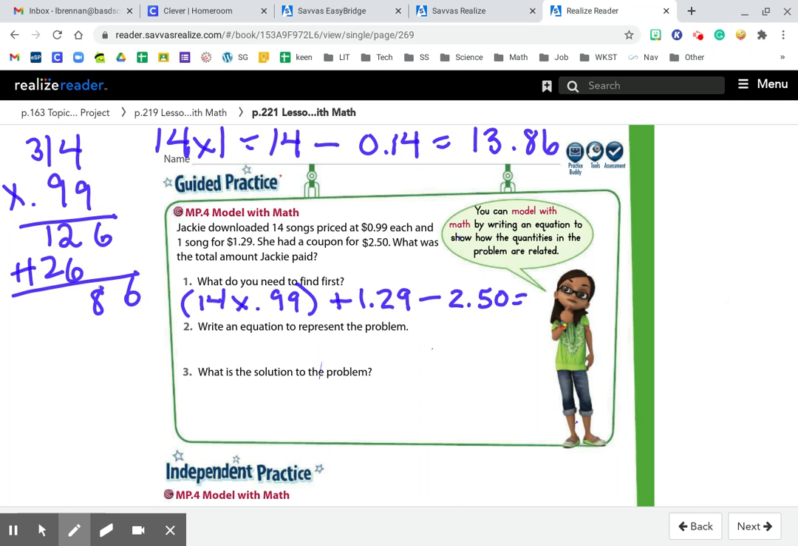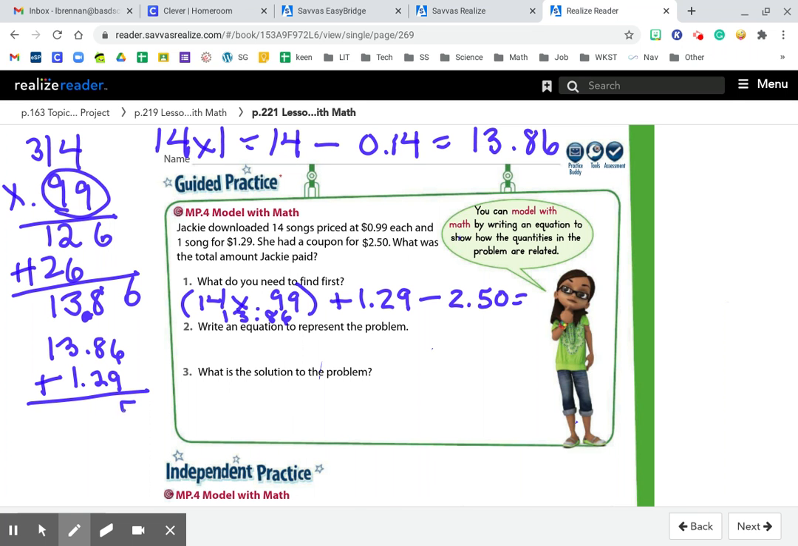And when we get our value, remember we have 2 digits in decimal place value in the problem, we have 2 in the answer. So we've got 13.86. Now we're going to take 13.86 and add $1.29. Because we bought 14 songs at 99 cents and one song at $1.29. So we got to add that one song in.